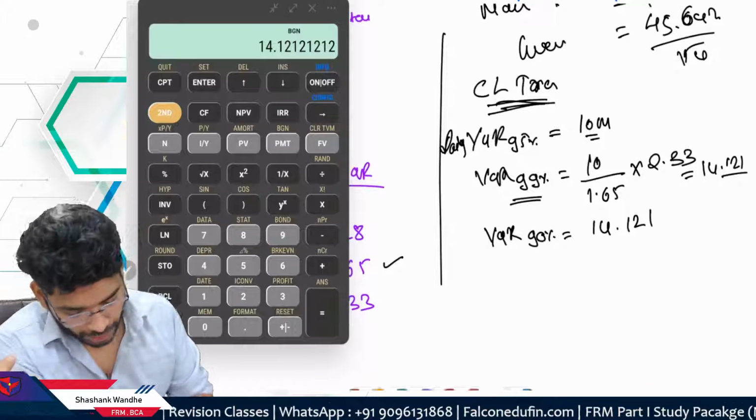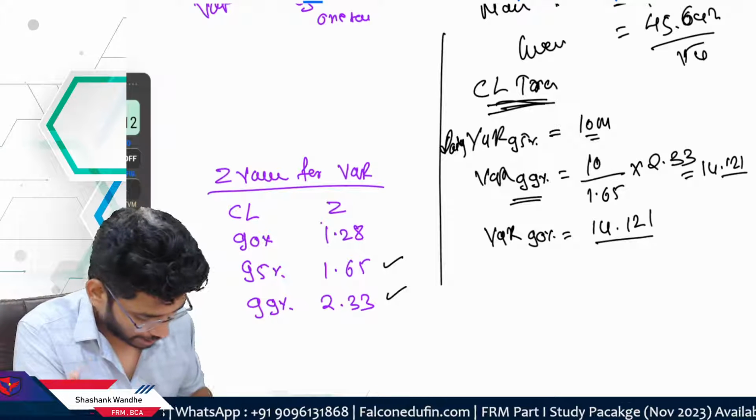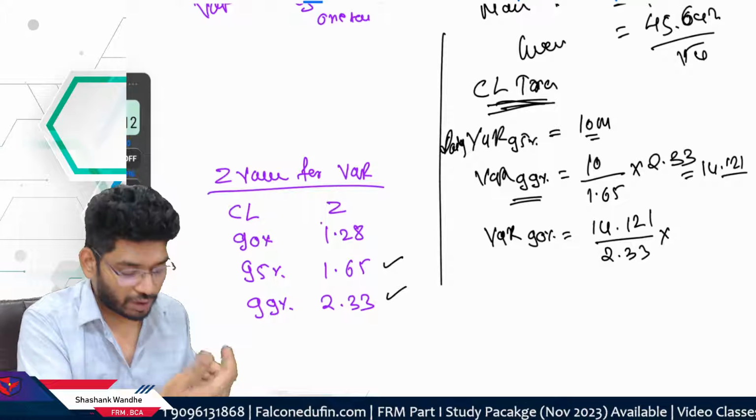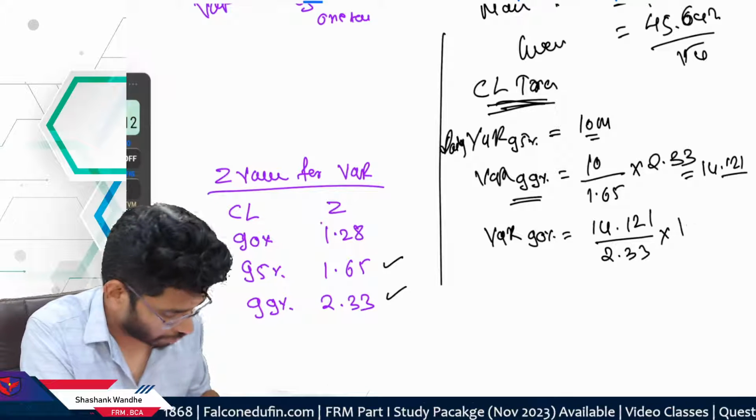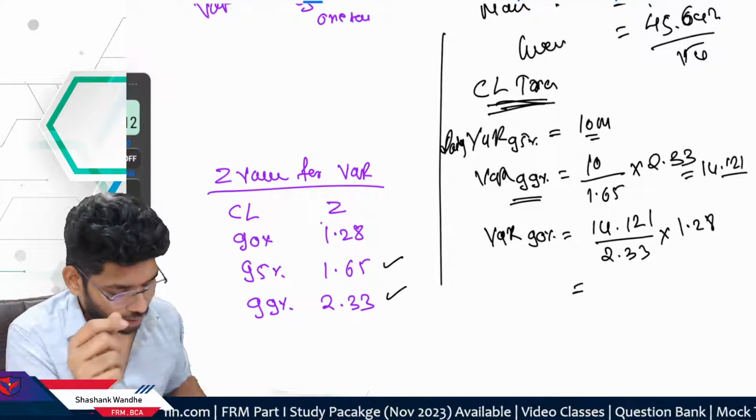Now we have to calculate the value at risk at 90%. So again, remove the impact of existing VaR. This is at 99%, so 2.33, and give the impact of current VaR, whatever you want to calculate for 90%. So 1.28, and simply solve this and you will get the answer. This will be your value at risk for 90%.